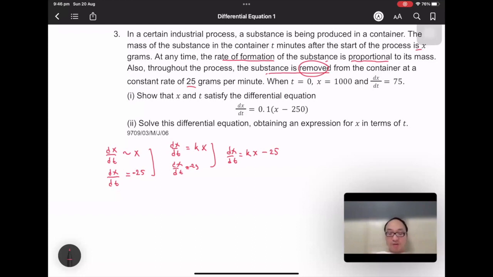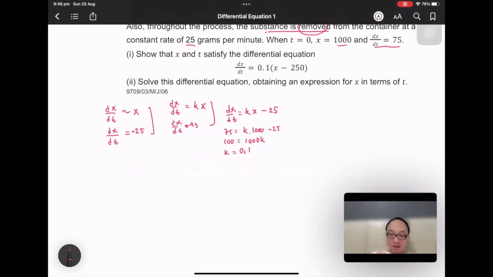Now we have to find the value of k. Using the information, dx/dt is 75, x is 1000, so 75 equals k times 1000 minus 25. So 1000k equals 100, so k equals 0.1. So I can replace it: dx/dt equals 0.1x minus 25, and then I can factorize: 0.1 times (x minus 250). So that's for the first part.